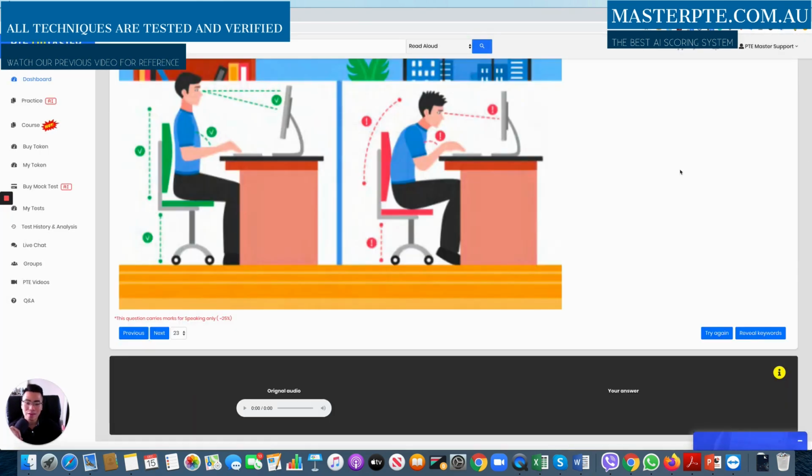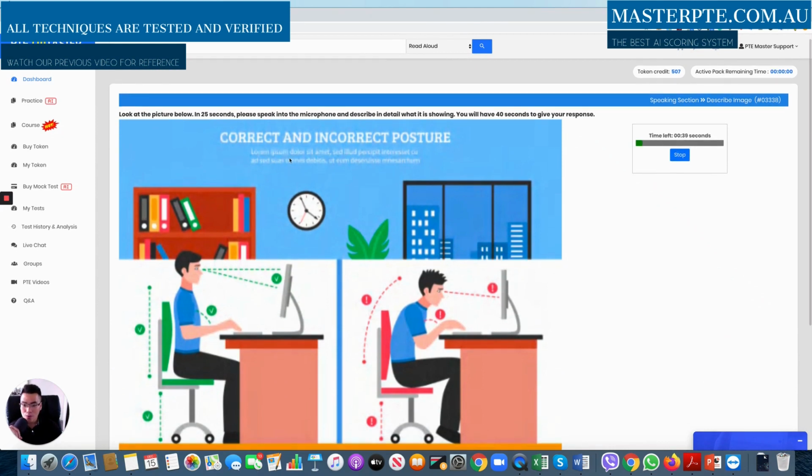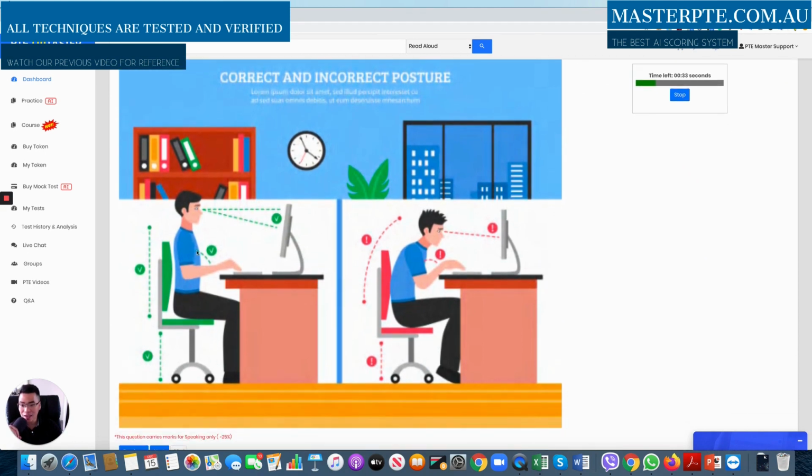I'll do it PTE style, okay, just to make sure I can keep a good fluency. The picture below shows the correct and incorrect sitting posture. From the picture on the left hand side, we can see a man wearing a blue shirt looking at a computer screen. He's having a correct sitting posture. On the right hand side, we're having the same man wearing the blue shirt and a black pant looking at the computer screen, and he's having an incorrect sitting posture.